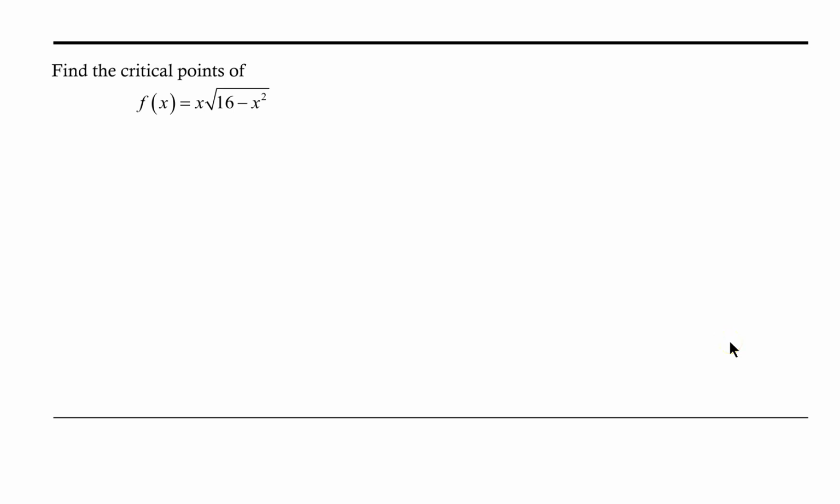Welcome. Let's take a look at finding the critical points of f of x equals x times the square root of 16 minus x squared. Recall that when we're looking for the critical points of the function, there are two things we have to consider. We have to consider where the derivative of f is equal to 0 and where the derivative of f is undefined.